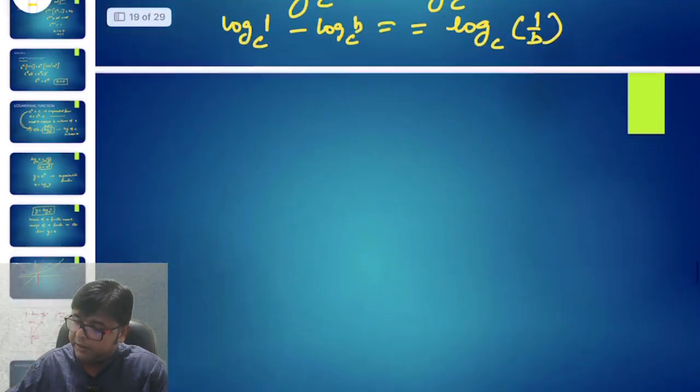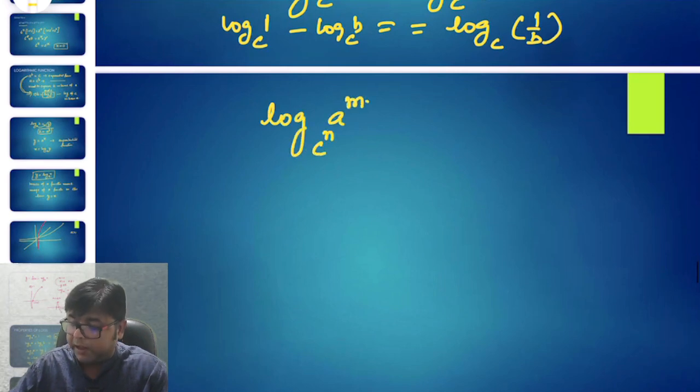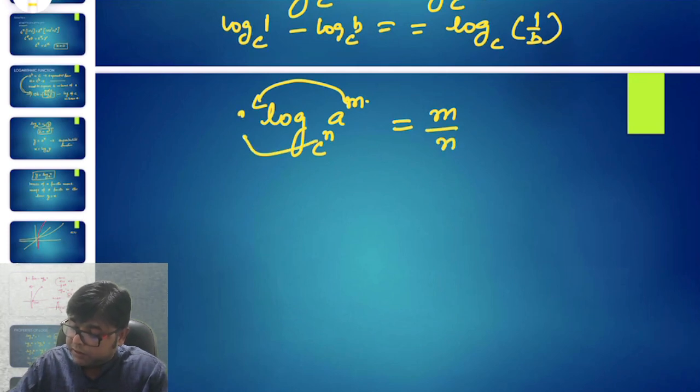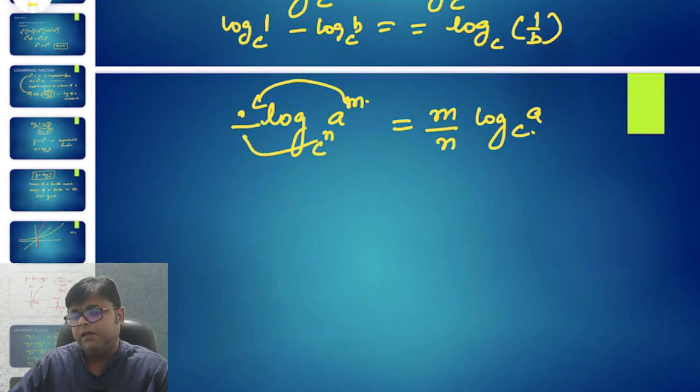Then if we have log of a to the power m with base c to the power n, this can be written as m by n log a in base c. The m goes in front, and the n of the base goes in the reciprocal. This is another property worth remembering.